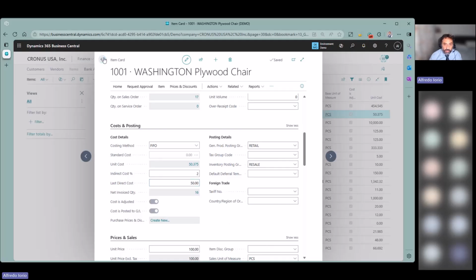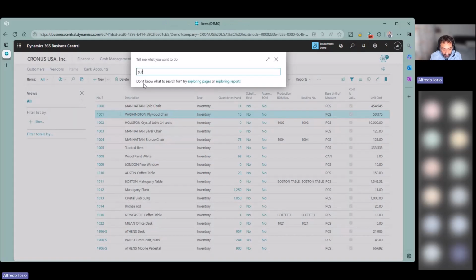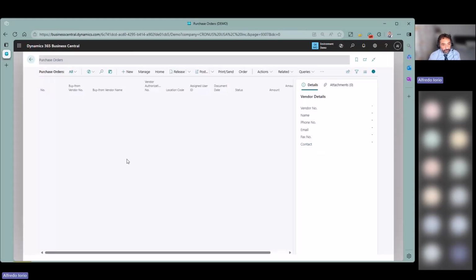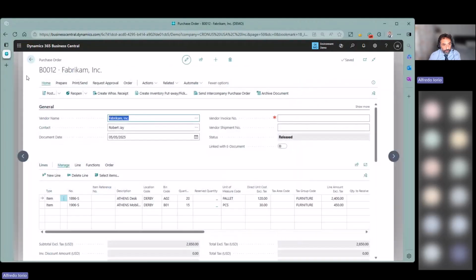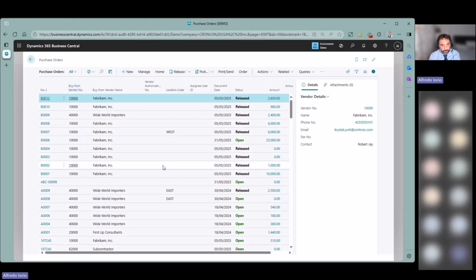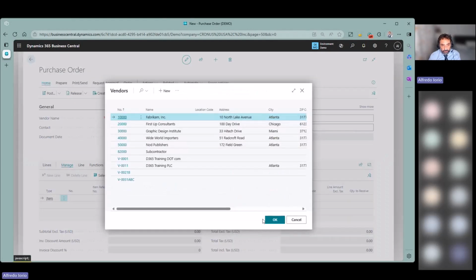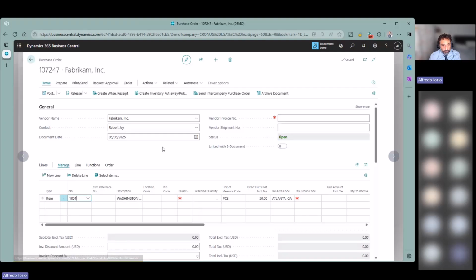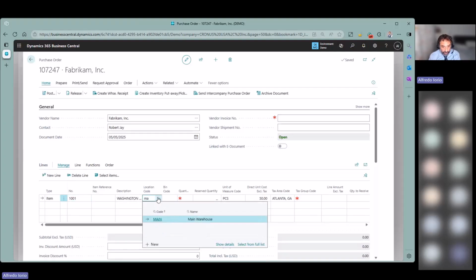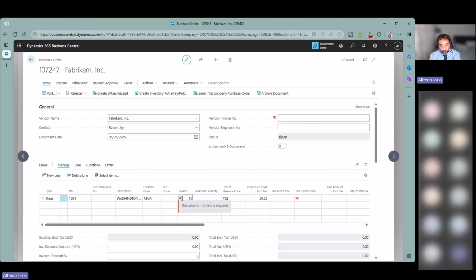So what happens if I look at a purchase order? Let's see if I have a purchase order already created for this one, or we will create one. No, not this one. Right, so let's create a new purchase order. And I'm going to receive the item again from Fabricam. And it's going to be my plywood chair. I'm going to receive it in my main location. And I'm going to purchase 10 of these, right? And you can see direct unit cost is $50 each, and total is 500. Okay, so I'm going to put an invoice number here because I will show you what happens here.